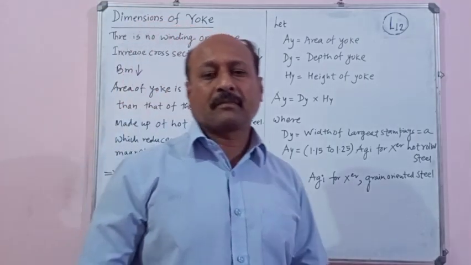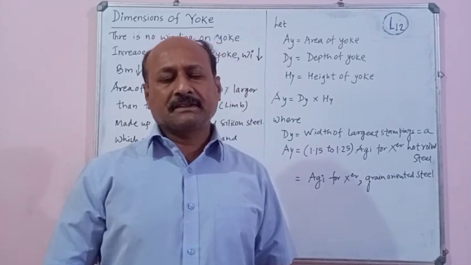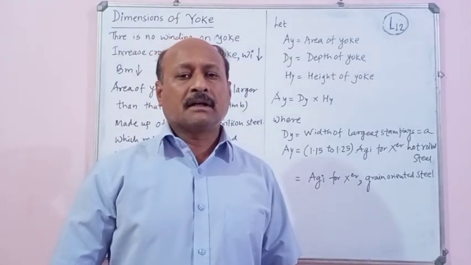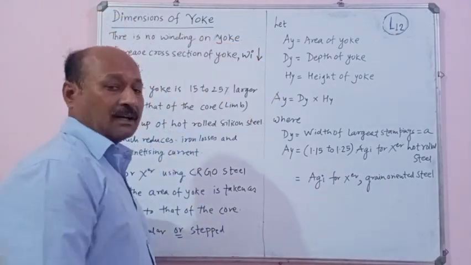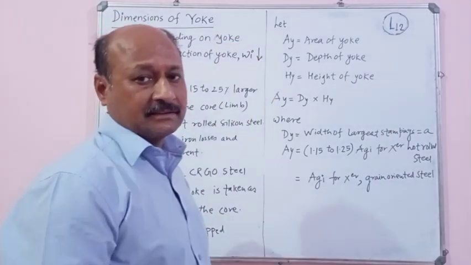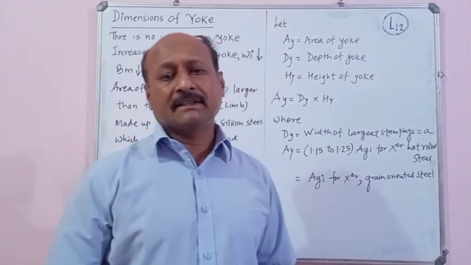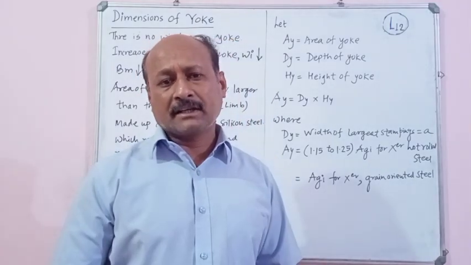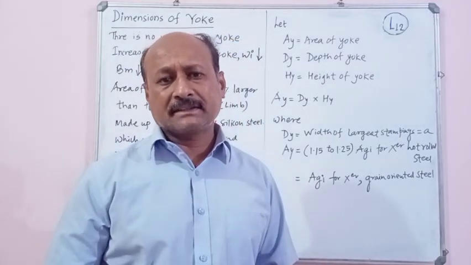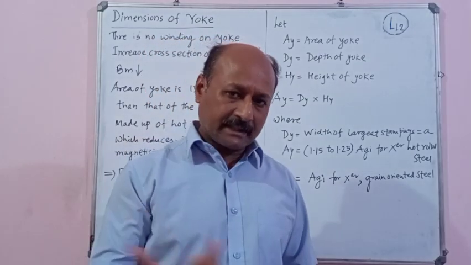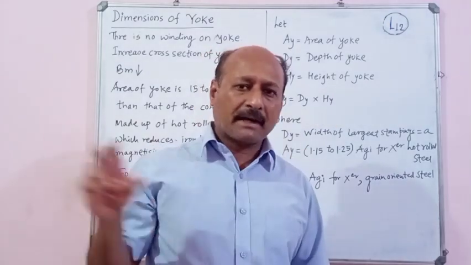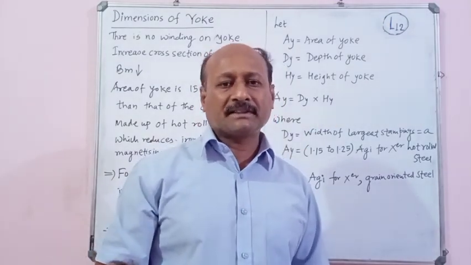Good morning, students. Today we are going to discuss the dimensions of the yoke, as well as how the yoke is designed while designing the transformer. As you know, the magnetic core consists of two parts. The first is the limb, on which the winding is wound, and the horizontal part of the magnetic core is called the yoke.